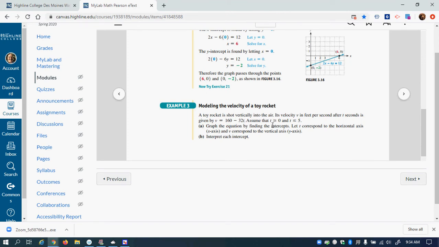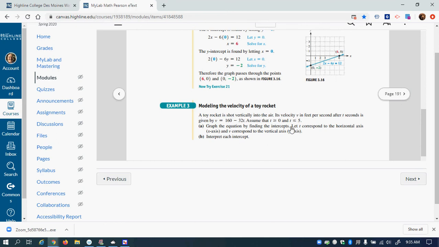I want you to assume that time t is greater than or equal to 0, and t is also less than or equal to 5. So it's not going to go beyond 5 seconds. We want you to graph the equation by finding the intercepts, and let t correspond to the horizontal axis and v be the vertical axis, and then interpret that.